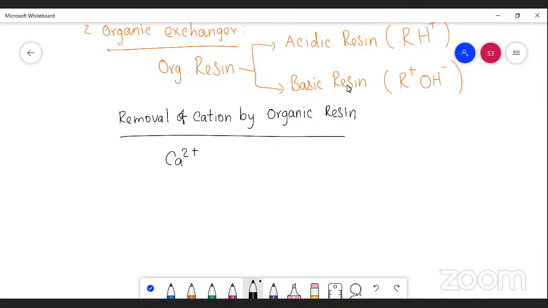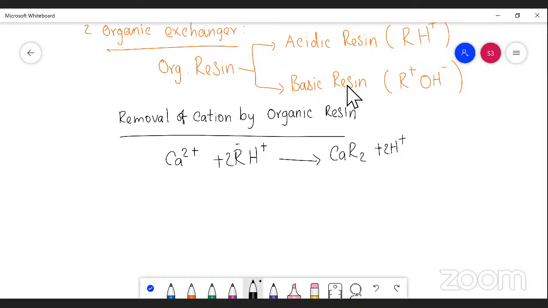This Ca2 plus is reacted with RH plus, that is R minus and H plus. Then what will happen? We get CaR2 and 2H plus. So there are 2 molecules of organic resins. Here the calcium ion is removed by the acidic organic resin, so this is the acidic exchanger.